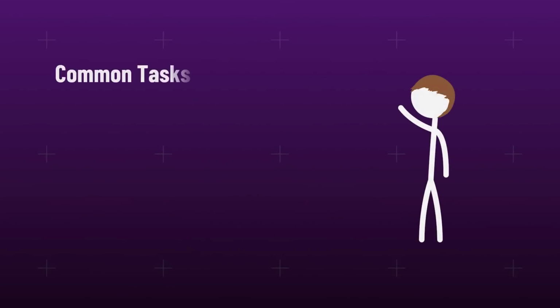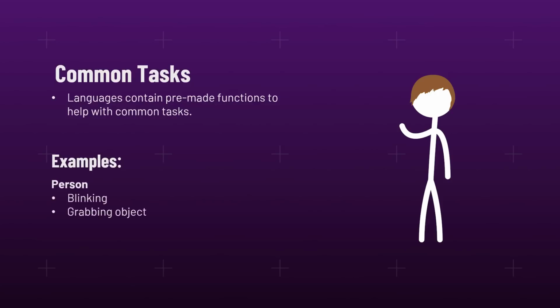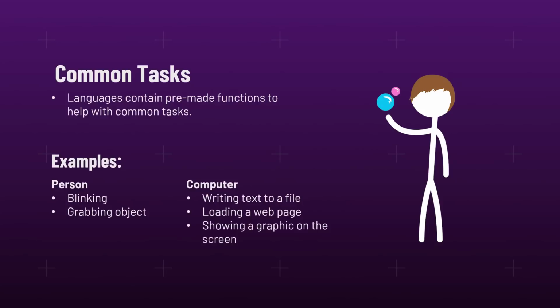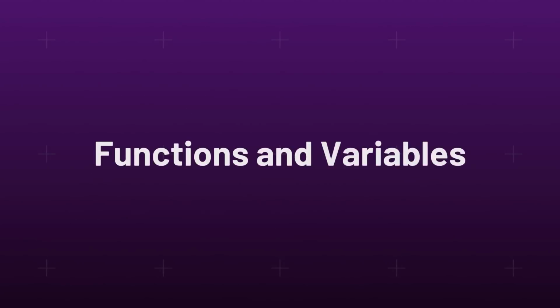When coding, you'll be using many pre-made functions to tell the computer to do common tasks. A common task for a person could be something like blinking or grabbing an object with a hand. A common task for a computer might be something like writing text to a file, loading a web page, or showing a graphic on the screen. Now, of course, there won't be a function for everything you want to do. That's why you will often have to write your own. When doing this, you typically work with two main structures of data, which are functions and variables.